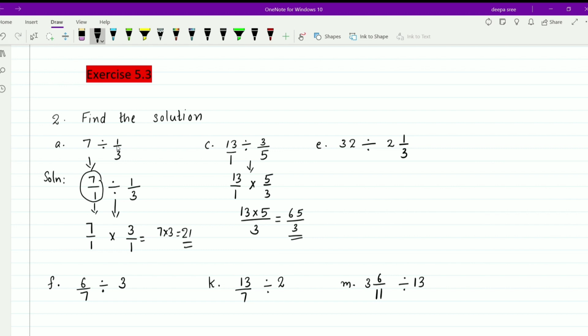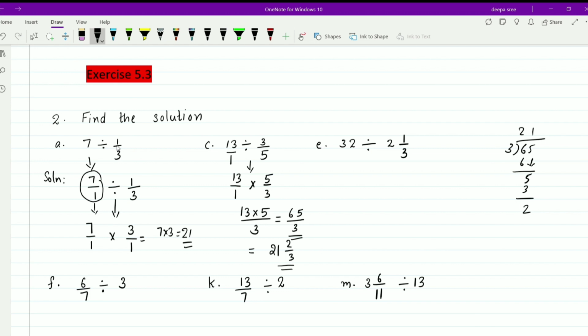We can convert it into a mixed fraction. If you convert 65 divided by 3 into a mixed fraction, you have to divide. 3 2s are 6, 5, 3 1s are 3, remainder is 2. So 21 is the quotient, remainder 2 divided by 3. That is the mixed fraction.